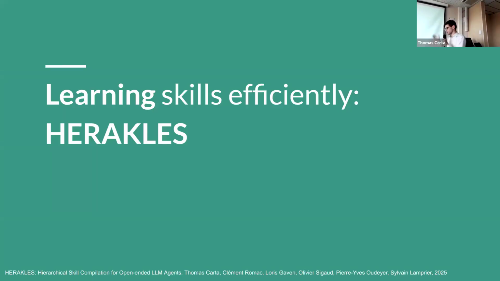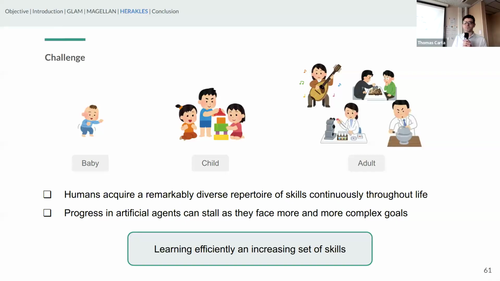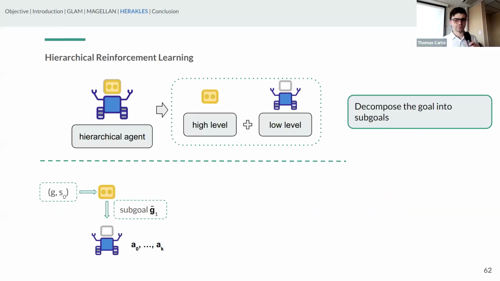So that's a question we tackled in this paper called Heraclis that I did in collaboration with Loris Gavin and Clément Remac, in addition to my supervisors. Humans usually acquire a remarkably diverse repertoire of skills continuously throughout their lives, from learning to walk to learning to play the guitar or chess or doing some science. Progress in artificial agents can stall if the trajectories become too long and too complex. So learning efficiently an increasingly large set of skills is a true challenge.